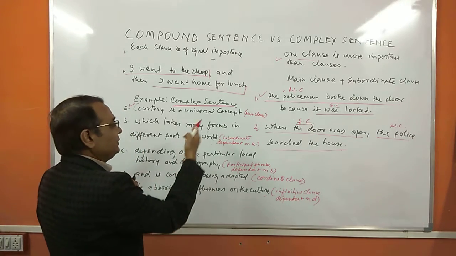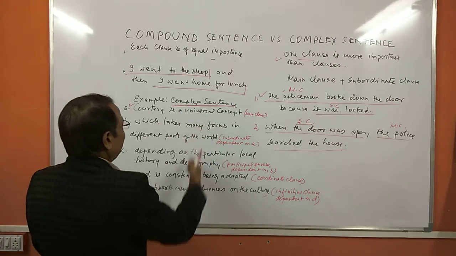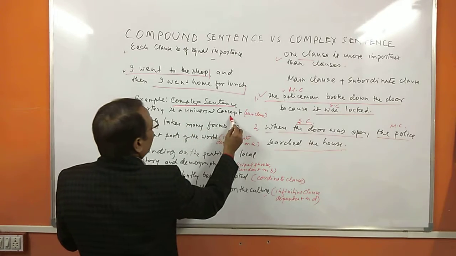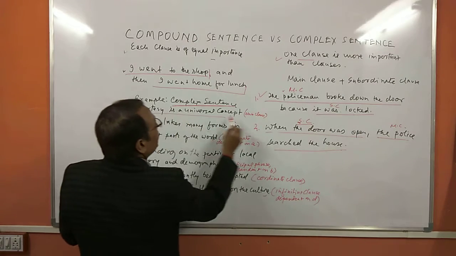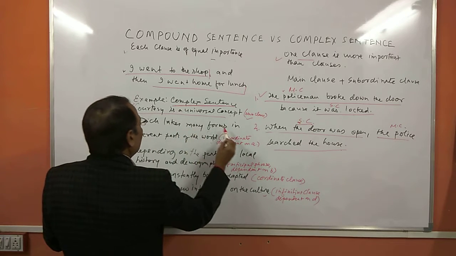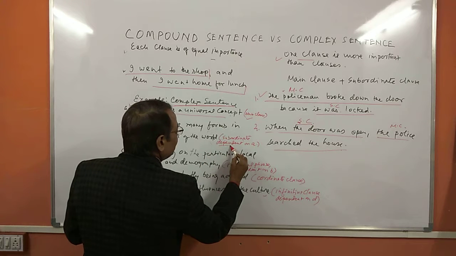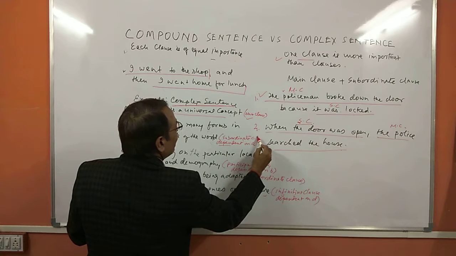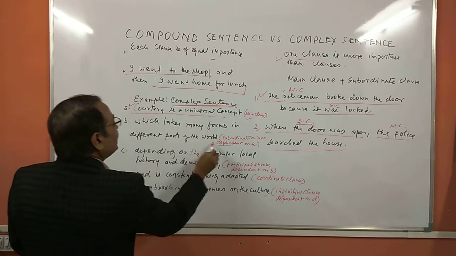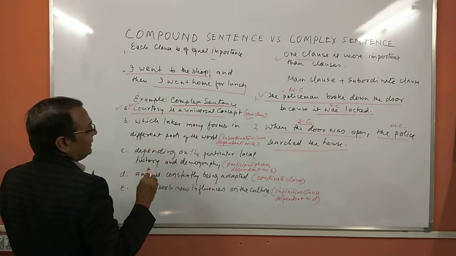But look how all these parts have been named. I have named all these parts, right? Courtesy is a universal concept. This much is a main clause, right. Which takes many forms in different parts of the world, that is a subordinate clause, right? And this subordinate clause is dependent on A. That means this clause is depending on the A part, right?